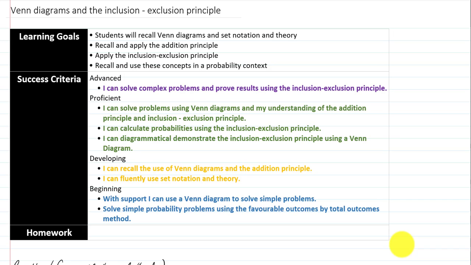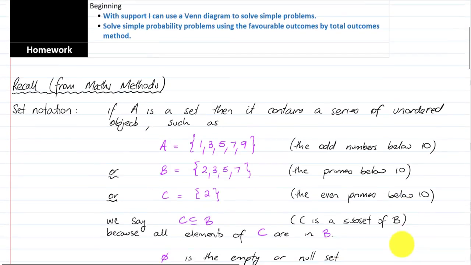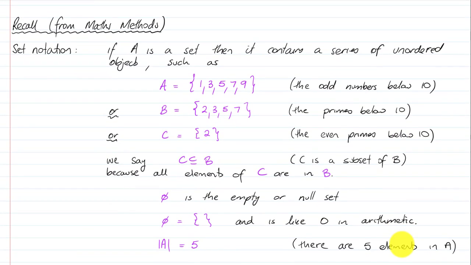In this video we're going to look at Venn diagrams and the inclusion-exclusion principle. And of course there is our success criteria and learning goals. Definitely worth having a quick read of this and making sure you're happy, and then reading it again at the end, which might mean rewinding the video a bit. So of course you'll need to recall some elements of this from your work in Maths Methods.